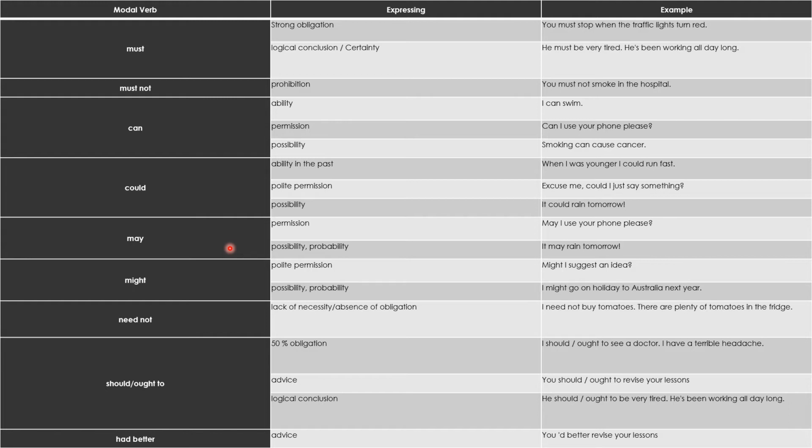And then we have might, for polite permission, possibility, and probability. And then need not, for lack of necessity or absence of obligation. Whenever there is an obligation, but there is an absence, maybe a lack of necessity, then you can use need not. I need not buy tomatoes. There are plenty of tomatoes in the fridge. So here you can find a context, and in this context you can say, okay, I need not buy tomatoes.